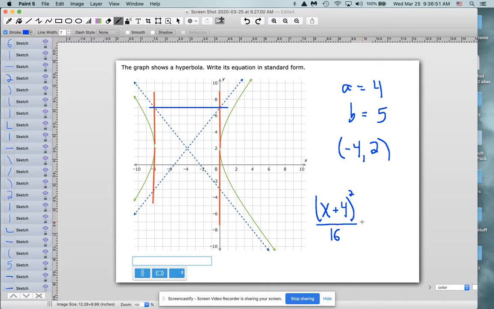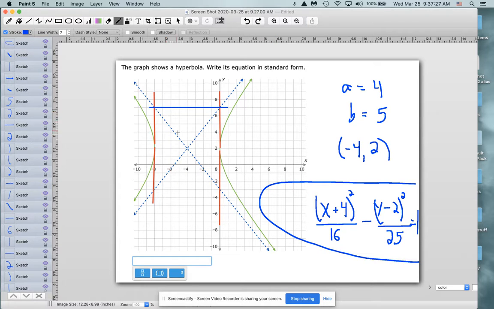Now this is a hyperbola, so I'm going to minus y, minus the center's y value, which is 2. That's going to be squared all over my b squared. Now b is half my conjugate axis, which is 5 squared is 25. And just like an ellipse, it's equal to 1. And I've written the equation for this hyperbola.